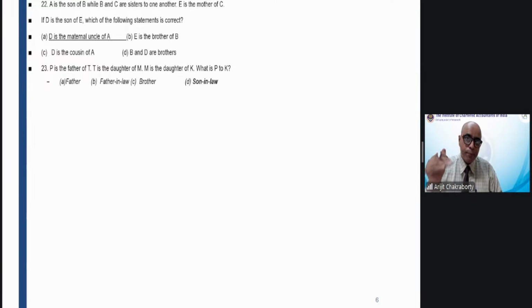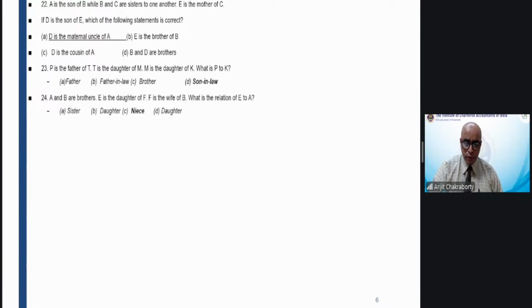Because the question is, what is the relation of P with K? K's daughter's husband is P. Daughter's husband means what? We have seen the table given in the study material, which I was discussing in the very first slide. So daughter's husband means son-in-law. So for the 23rd question, option D is the right answer. We move to the 24th question.